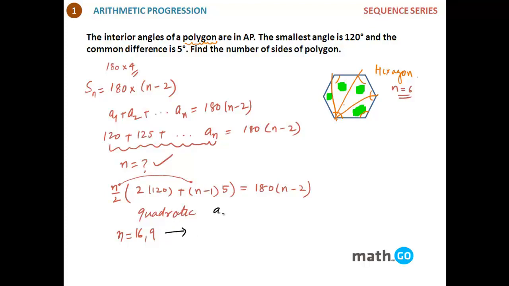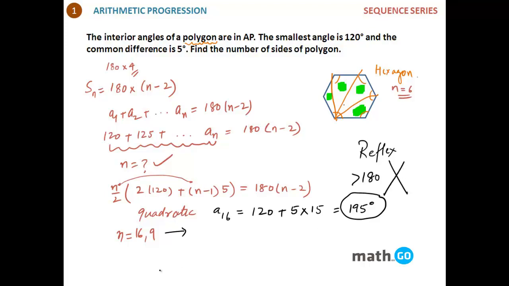So if I take 16, the last angle would be A16. A16 would become 120 plus common difference 5 into 15. So this becomes 195 degrees, right? But now you tell me, is it possible for a polygon to have an interior angle which is greater than 180? This angle is greater than 180 degrees. This becomes what we call a reflex angle. We do not take reflex angles into consideration. So the answer 16 is wrong. We cannot have 16 here.